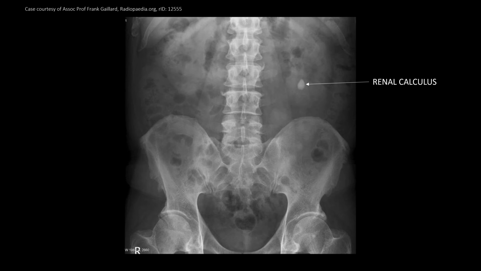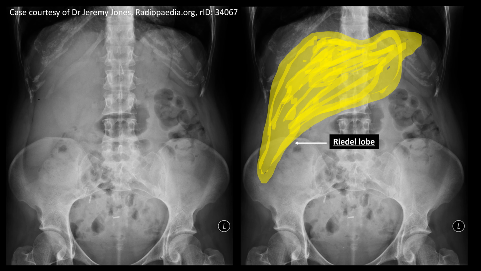Sometimes we can see such type of calcified structure like this. This is the renal calculus. In some conditions, the lower margin of the liver extends downwards. Although this may be normal, this extended lower margin of the liver is known as Riedel's lobe.